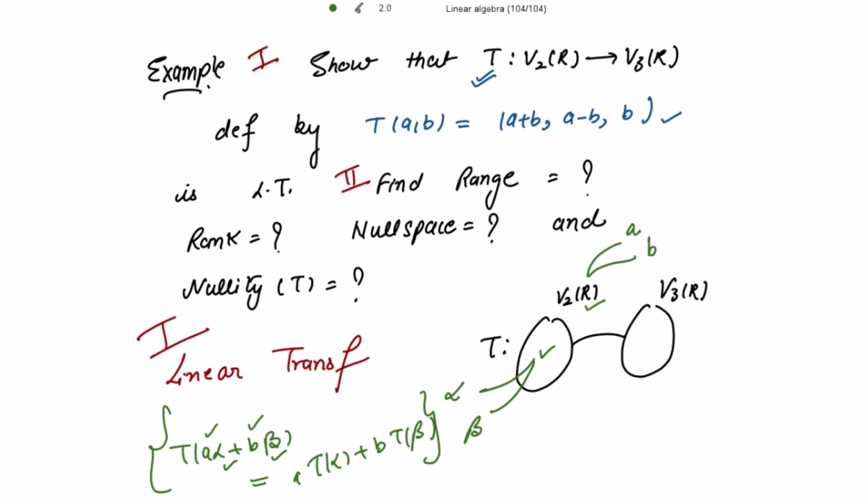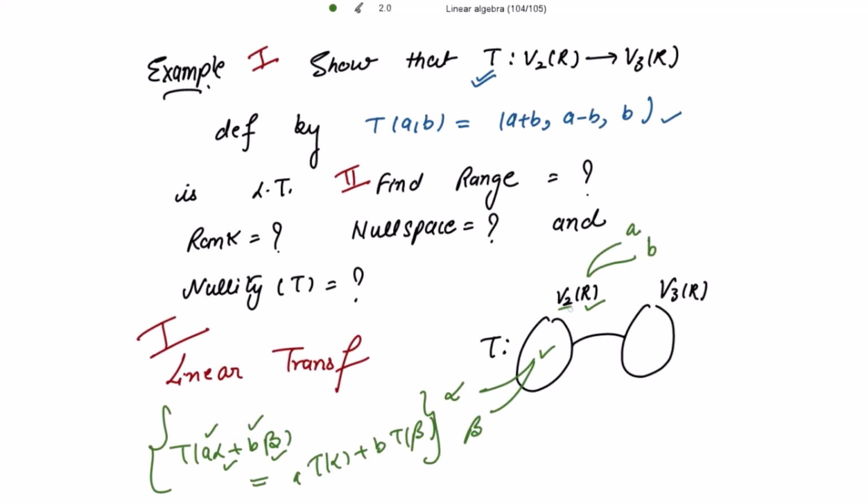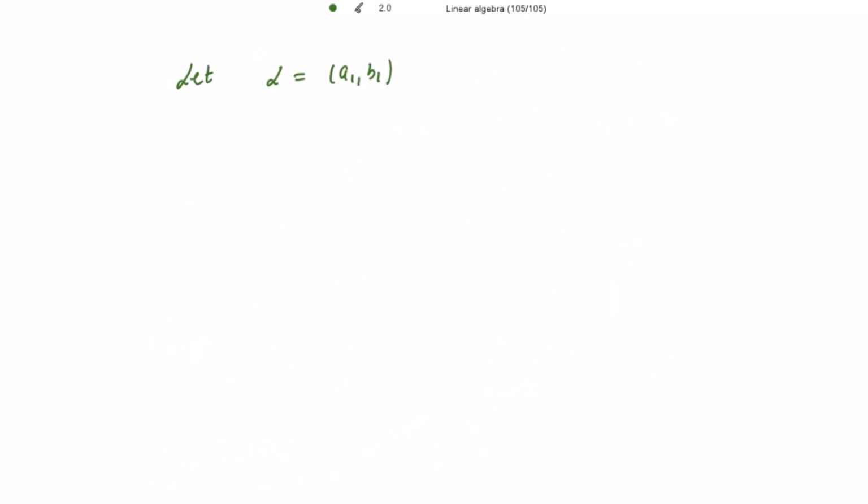where alpha, beta belong to the vector space V2 and a and b are the elements taken from the field R. So let alpha be equal to (a1, b1), because we are having V2, the two-dimensional vector space, so we have to take (a1, b1). That is why we have taken alpha to be (a1, b1). Take beta to be equal to (a2, b2), which belong to the vector space V, the two-dimensional vector space.